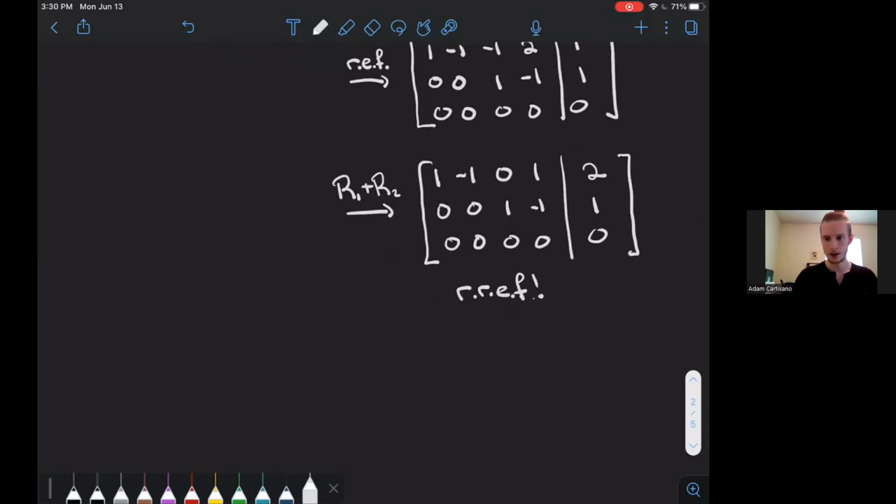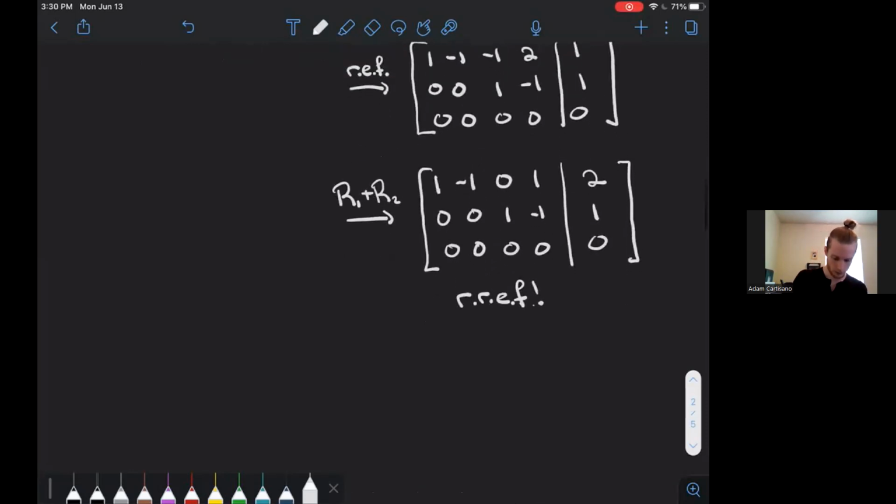Okay. Let's convert this back into a linear system. It reads W minus X plus Z equals 2, and Y minus Z equals 2. Now, X is a free variable, excuse me, X and Z are free variables.